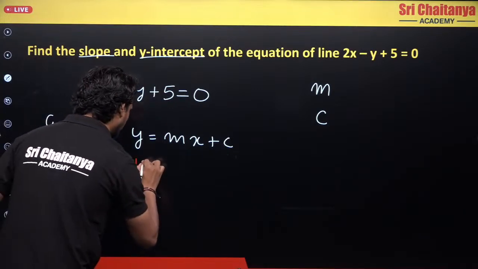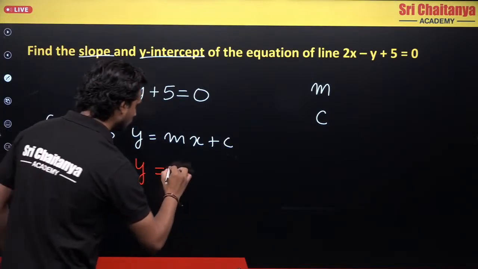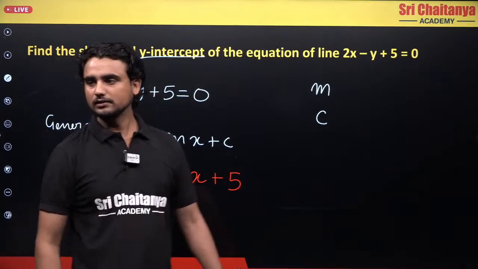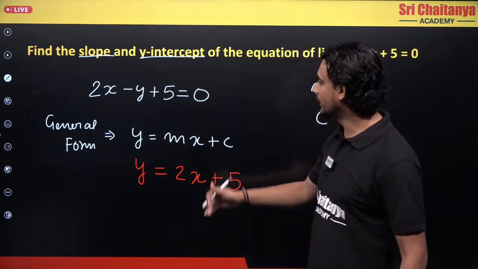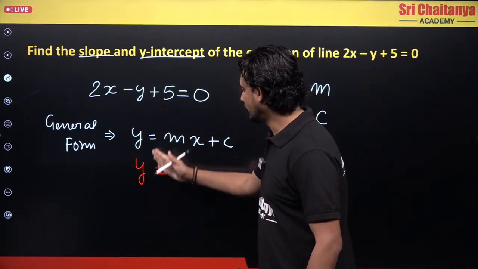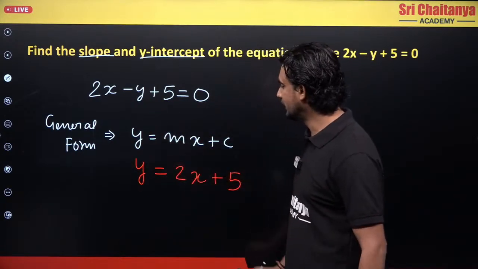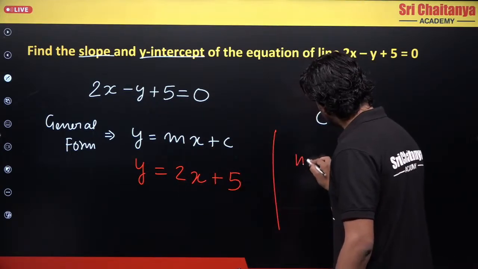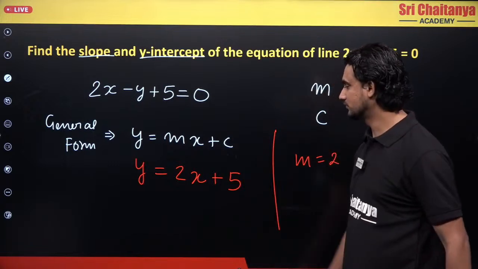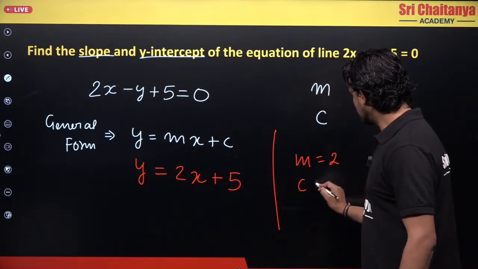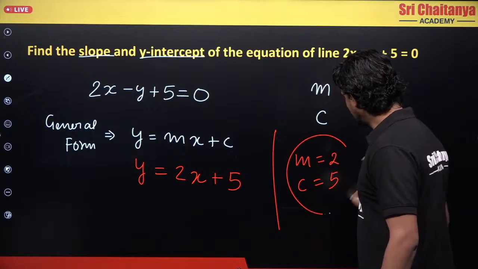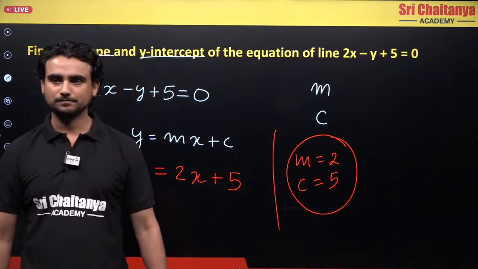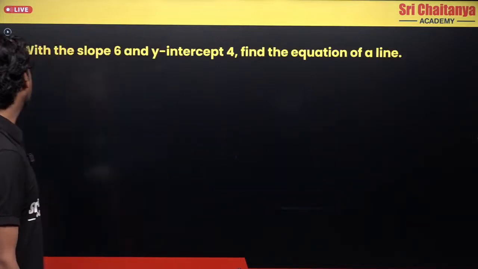So this will become y is equal to 2x plus 5. Now if I compare the coefficients, y is y here, what is m? From this I can see that m is equal to 2 and here c is equal to 5. So I am able to calculate the slope and the intercept of my straight line. Okay, let's move to the next question.